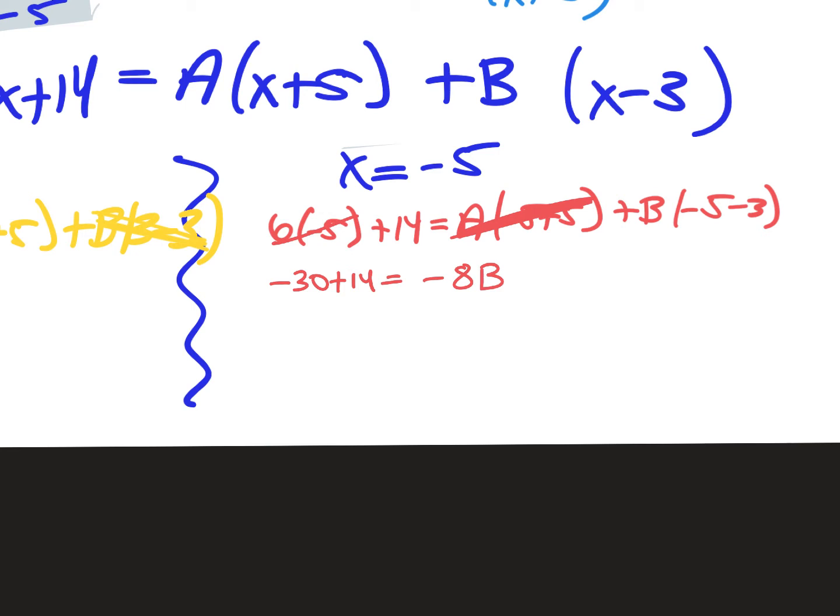All right, so simplify a little more. What's -30 plus 14? -16. -16 equals -8b. Now what? Divide both sides by -8, and b equals 2.